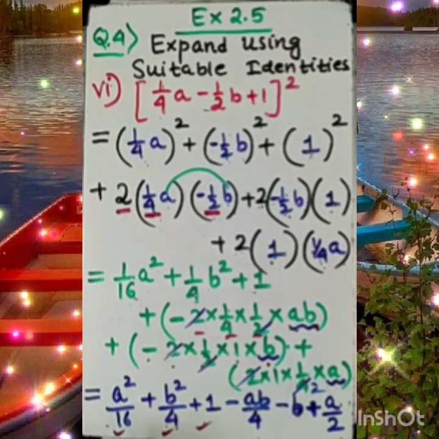If you want to write this way, 1 upon 16 a square, 1 upon 4 b square, 1, minus 1 by 4 ab, minus b, plus 1 half a, then also it's correct to write. Okay. If not, then simply you can write this much. Is it absolutely clear to you?